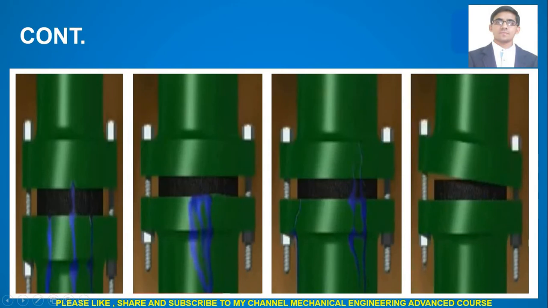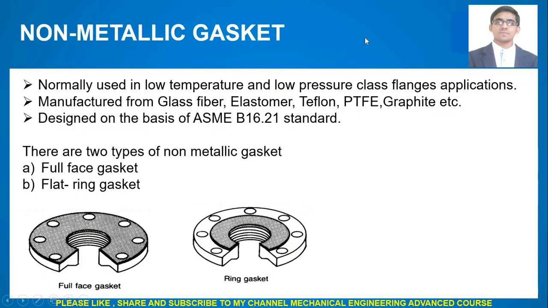So before placing the gasket in between the two flanges, you must check for the notches, irregularities, crack or misalignment of the flange, because in all these cases, if you don't remove this, then for sure leaking will be there. So it is a very basic requirement to remove these notches, irregularities, crack or misalignment. Now we'll see one by one the types of gasket. So first one is non-metallic gasket.